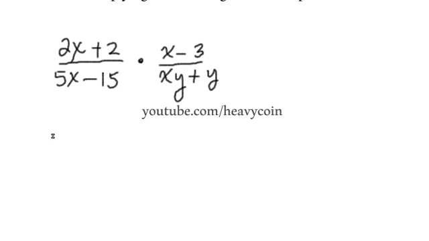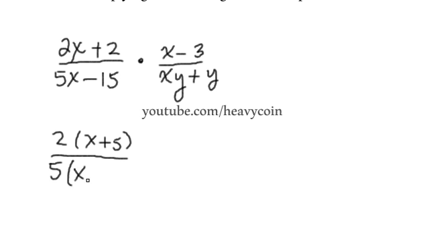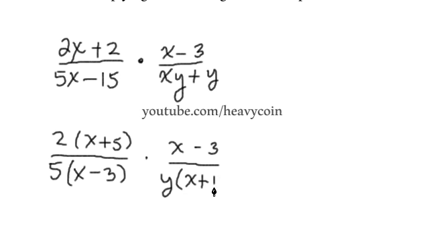I'm going to factor out a 2. We'll be left with x plus 1 over, and I'm going to factor out a 5 out of the bottom, and so we'll be left with x minus 3. This is times, so there's nothing we can do there, but we can factor out a y out of this part, and so we'll be left with x plus 1. So now what we want to do is do some canceling. So I can cancel these x minus 3's out, and looks like that's about it.